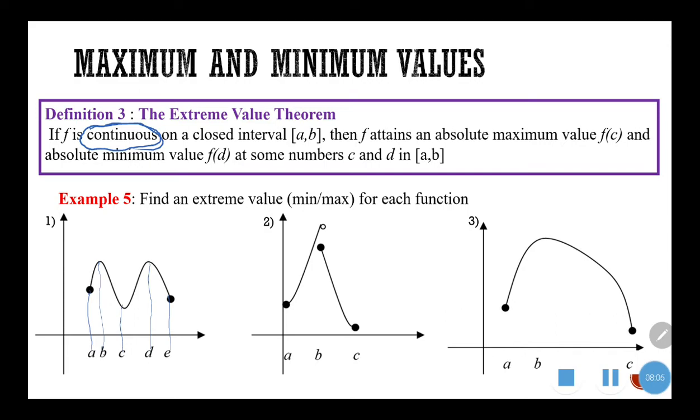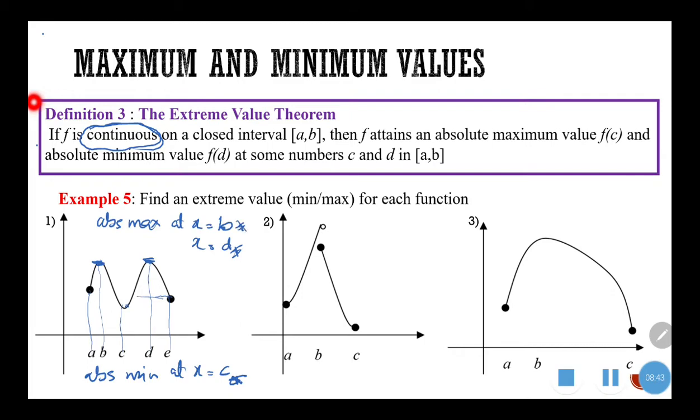So for this case, example 1, absolute maximum first. Absolute maximum at x equals to what? It seems we have a tie, B and D here. So for this case, we have 2 points: at x equals B and x equals D. That's it. Whereas for absolute minimum, we have it at x equals C. Yes, C is the lowest.